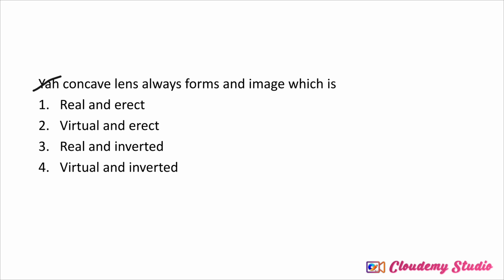Sorry, printing mistake. A concave lens always forms an image which is real and erect, virtual and erect, real and inverted, virtual and inverted. The answer is virtual and erect.